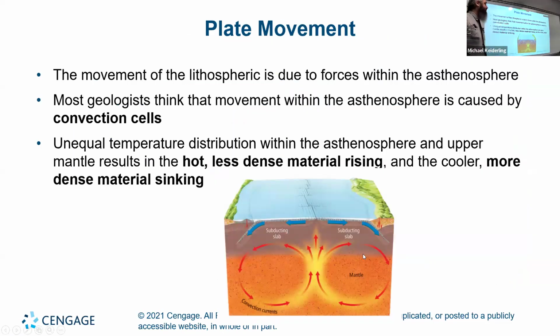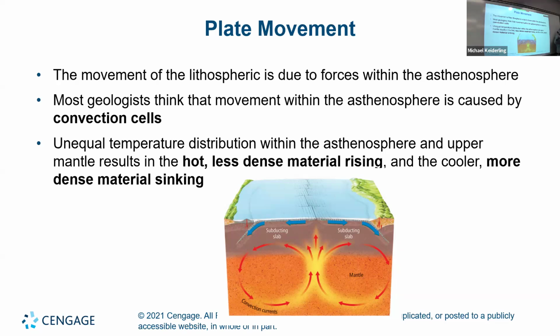Now, the movement of these plates, the movement of the lithosphere, is due to forces within the ionosphere. So because the ionosphere is softer and more flowy, it can move over large time scales. So it's thought that movement within the ionosphere is caused by convection cells, where warmer spots in the magma rise up, cooler areas sink down, and that is what's driving the movement of the plates.